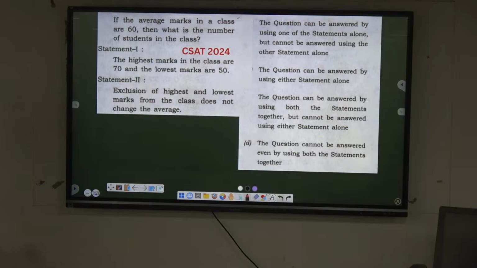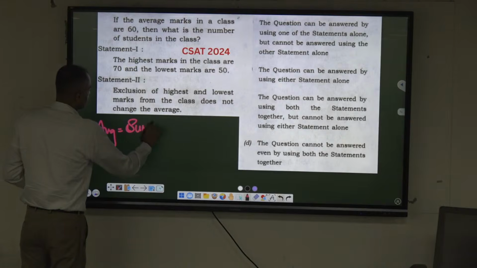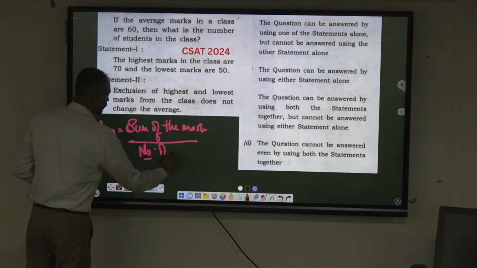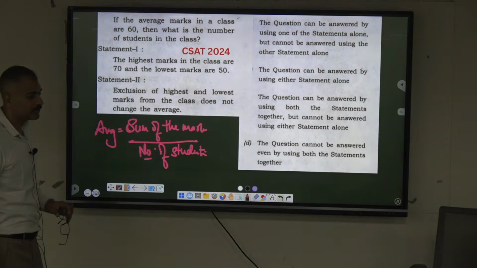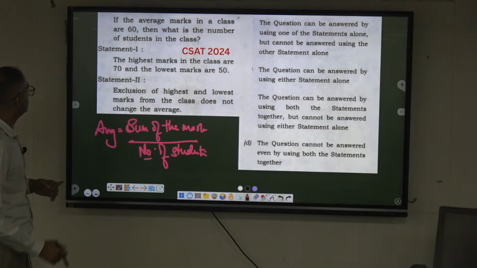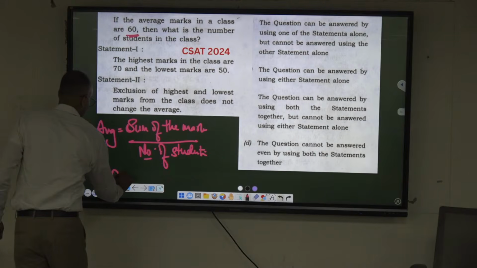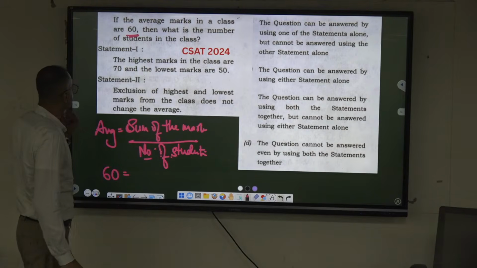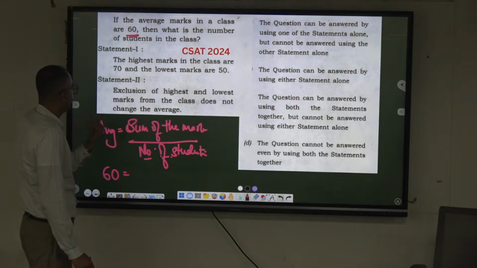How to find the average? Sum of the marks divided by number of students. Without finding the number of students, can you find the answer? No. At least we need the ratio. Now, the average marks in a class is 60. Then what is the number of students in the class? To get the sum or else to know the number here, both unknown can't be accepted. The highest marks in the class are 70 and the lowest marks are 50. We have data of only 2 students. We don't know how many students are there. Exclusion of highest and lowest marks from the class doesn't change the average.